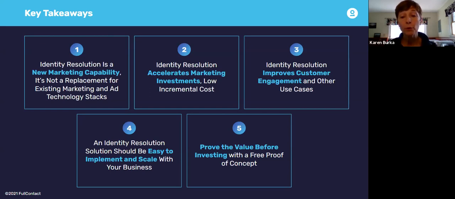And 5, prove the value before investing with a free proof of concept. Kurt has showed you what FullContact is willing to do. They may be the right partner, but if not, any potential identity resolution partner should be willing to prove to you that they can do some matching and that they can improve your return on your marketing investment. So those are the 5 key takeaways that we wanted to get across to you on top of everything else we've been saying.